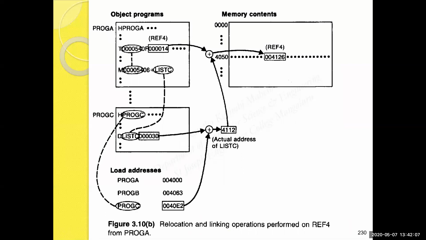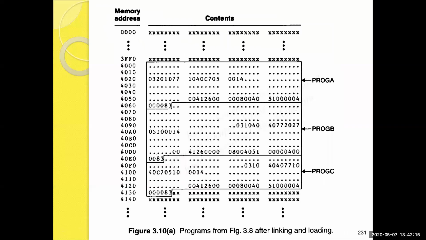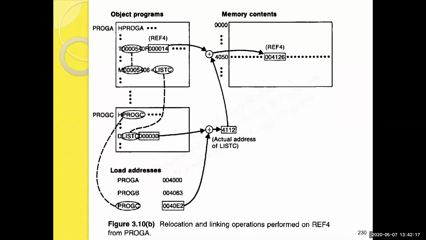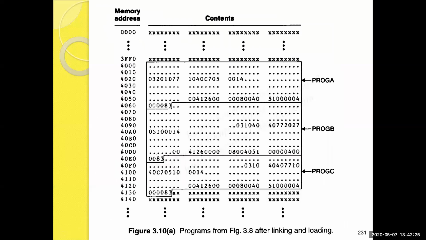So I suggest that you go back and check how reference 4 is handled by the linking and relocating loader, see how each of the references in the object program are handled, and see what the object codes loaded into the memory are. So this is a snapshot of program A, program B, and program C loaded into the memory after linking and loading.